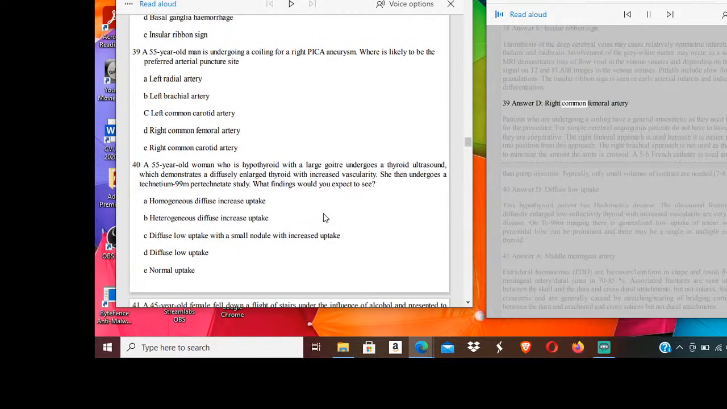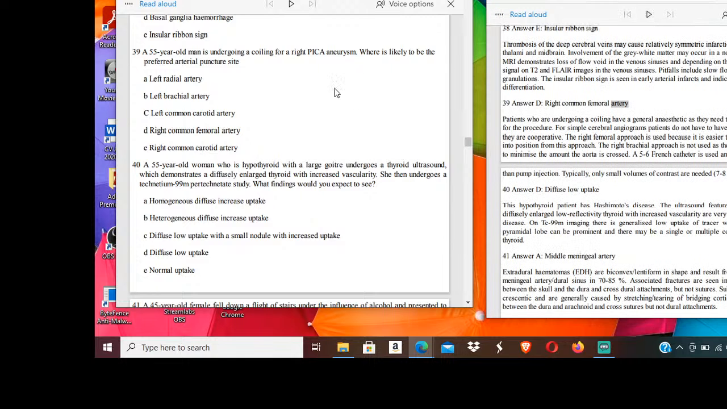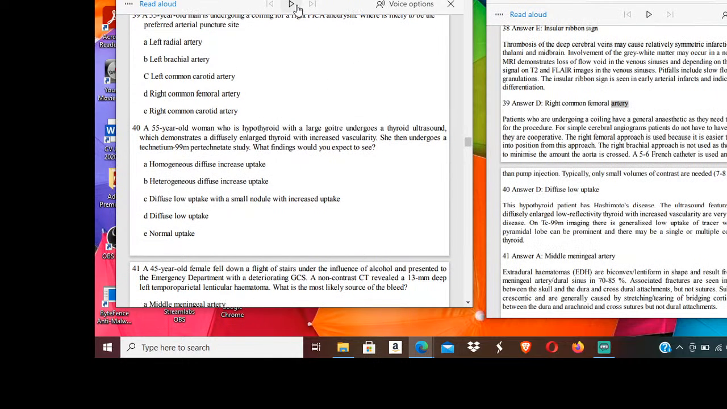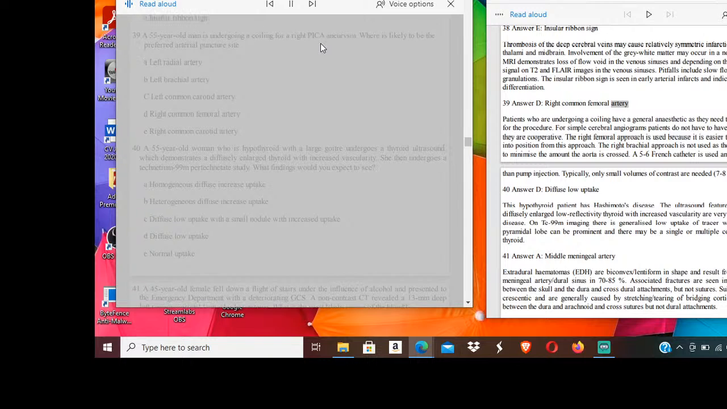E. Insular ribbon sign. 39. A 55-year-old man is undergoing a coiling for a right PICA aneurysm. Where is likely to be the preferred arterial puncture site? A. Left radial artery. B. Left brachial artery. C. Left common carotid artery. D. Right common femoral artery. 39 Answer D, right common femoral artery.